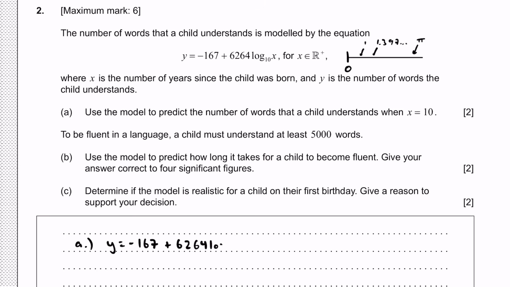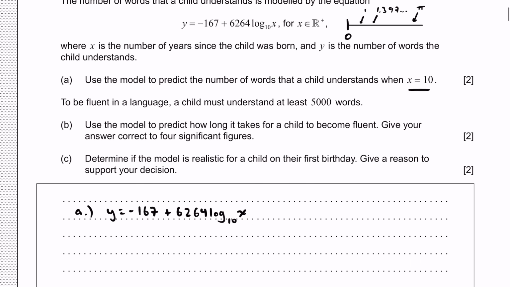So I'm just going to write out this function, and then we'll substitute. So log base 10 of x. In this case, x is equal to 10. So let's just substitute that value in, and then we can find the output essentially. So y equals negative 167 plus 6,264 log base 10 of 10. It's kind of interesting. Log base 10 of 10 is actually just 1.